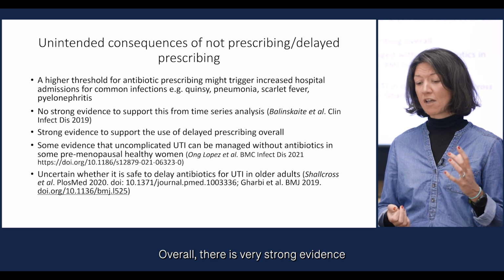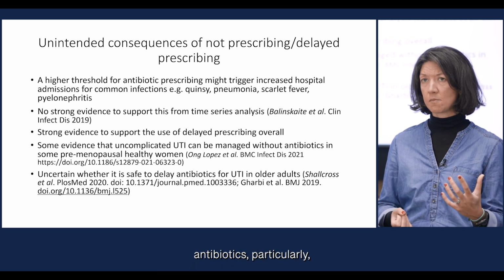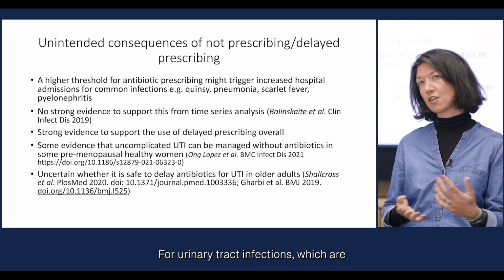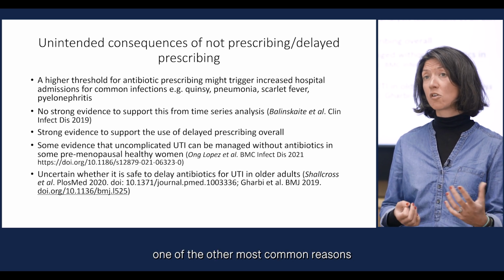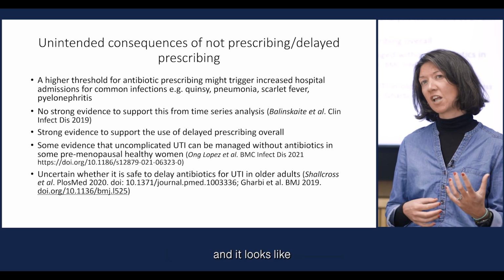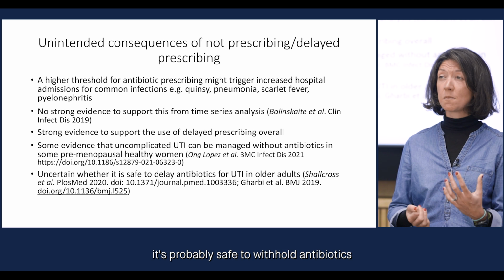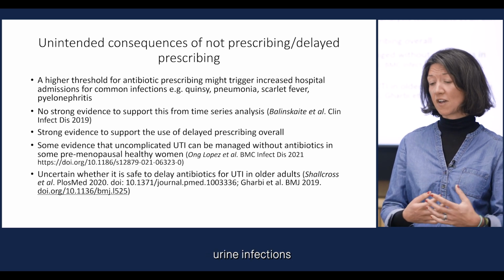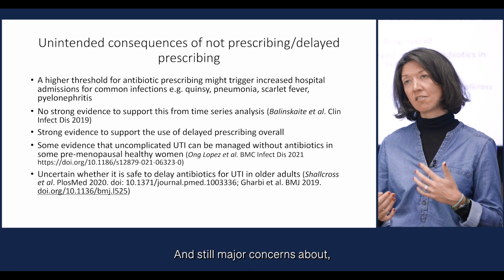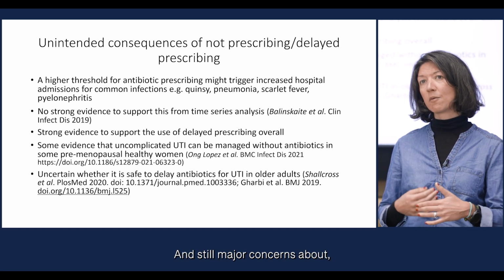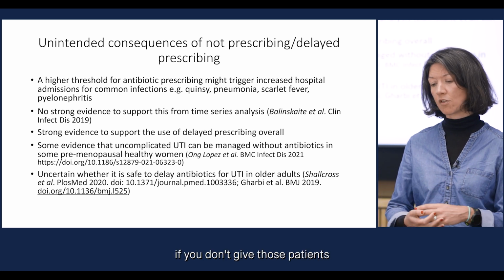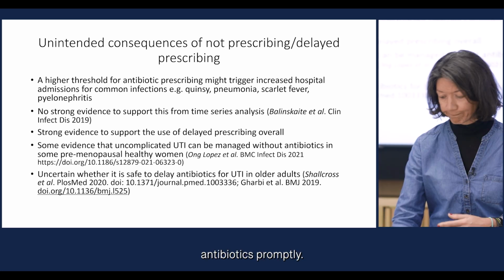Overall, there is very strong evidence to support the use of delayed antibiotics, particularly for respiratory tract infections, for urinary tract infections, which are one of the other most common reasons people go to primary care. The data is much more complicated, and it looks like it's probably safe to withhold antibiotics for uncomplicated urine infections in young and healthy women, but the data for older adults is a lot less clear, and still major concerns about increasing the risk of hospital admissions and severe disease if you don't give those patients antibiotics promptly.